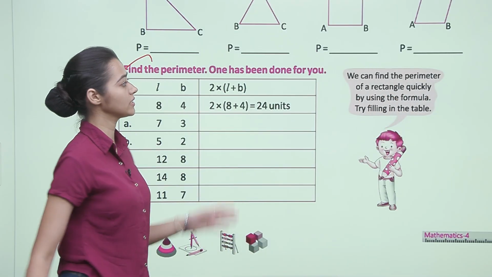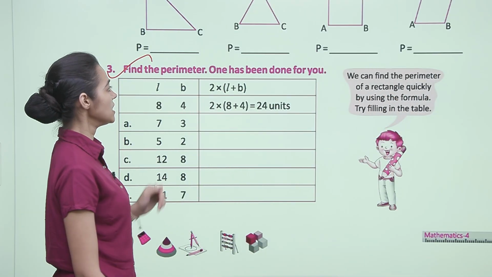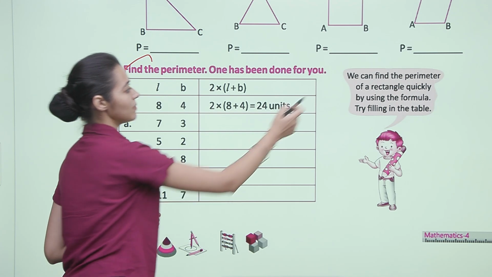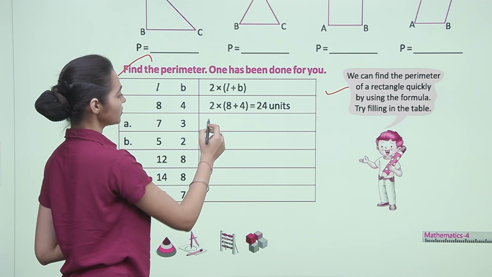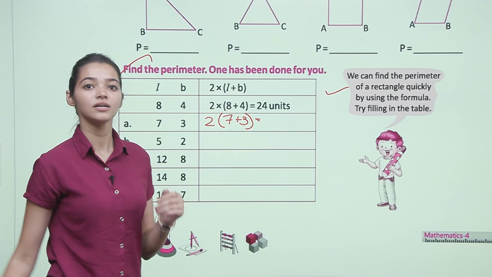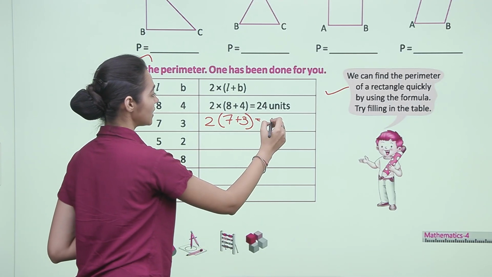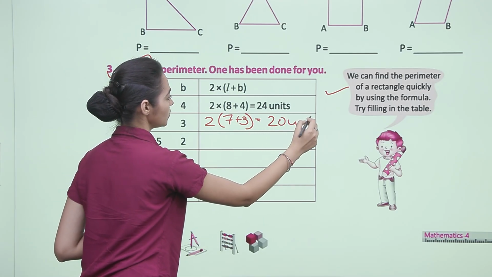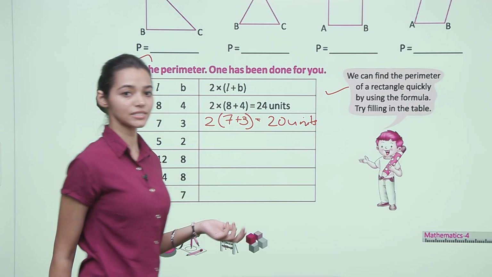Next one is we have to find the perimeter. One has been done for you. The perimeter of the rectangle is found quickly by using the formula: length 7, breadth 3, 2 into 7 plus 3, that is 10 into 2, that is 20 units. That's how you can complete the table.